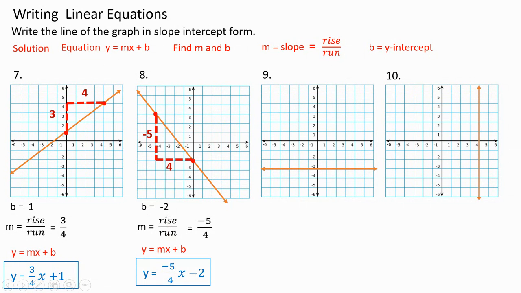Now number 9. I know it's going to be zero slope because the line is horizontal. So my b is negative 3. And here, guys, there's no slope. But remember the observation: when you have a horizontal line at y equals b, that's my equation: y equals negative 3.